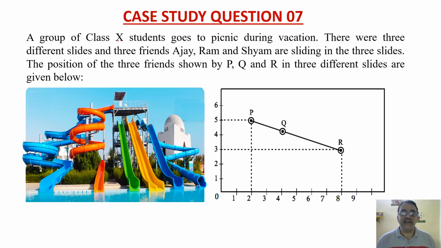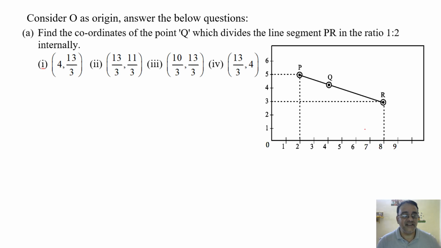A group of class 10 students goes to a picnic during vacation. There were 3 different slides, and the 3 friends Ajay, Ram and Shyam are sliding in the 3 slides. The positions of the 3 friends, shown by P, Q, R in different slides, are given below. Now, based on this figure, a few questions are there.